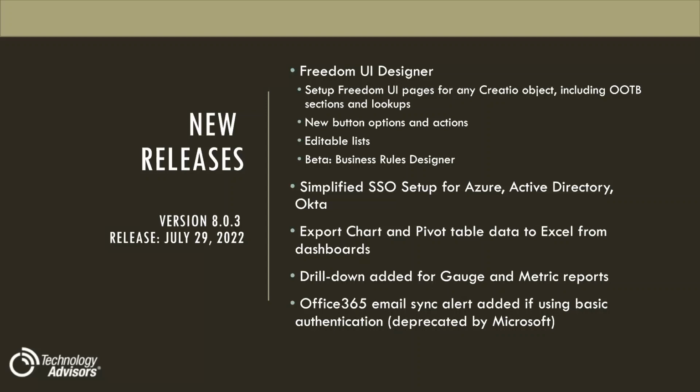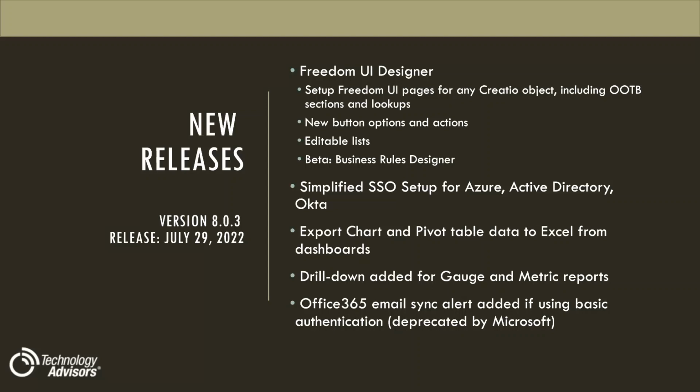So one big change here is that the Freedom UI Designer now supports creating Freedom UI pages for any Creatio object, including any of your out-of-the-box sections and lookups. So you can take something like the accounts object or a custom object that you previously built, and you can now set up a Freedom UI page for it. They've also added some new button options and actions. And a really cool, nice new function is editable lists.